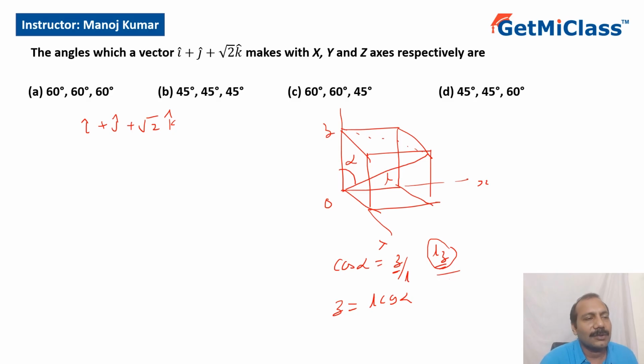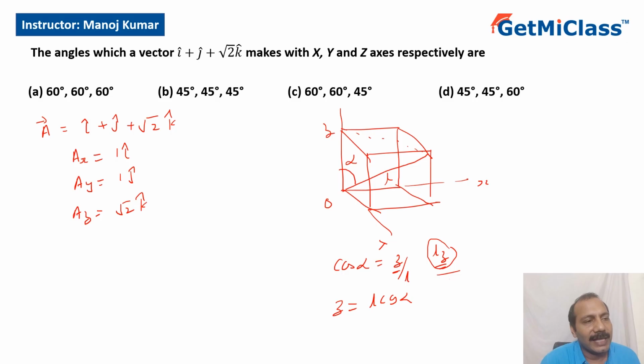Now let's come to i, j, k. Now what is ax here? That is, if I take this vector as a, then what is ax? Ax is the coefficient of i, so I can write 1 i. Similarly, what is ay? Ay equals 1 j. And what is az? Az equals root 2 k.